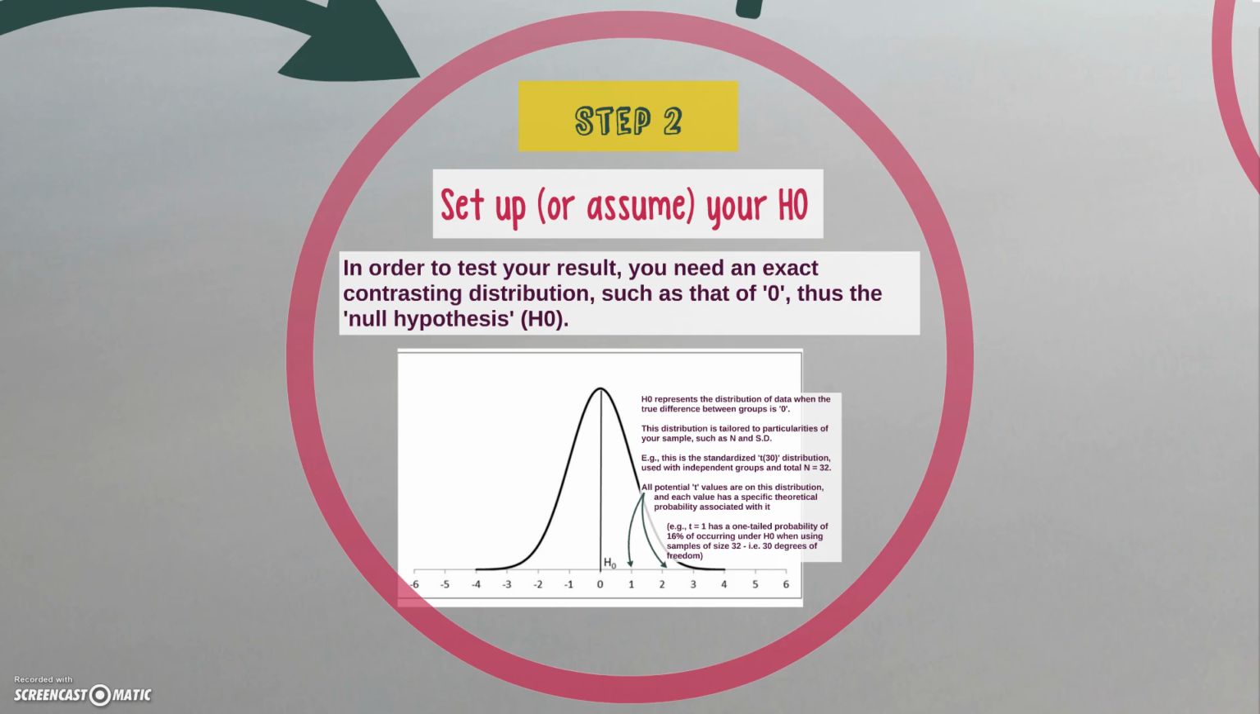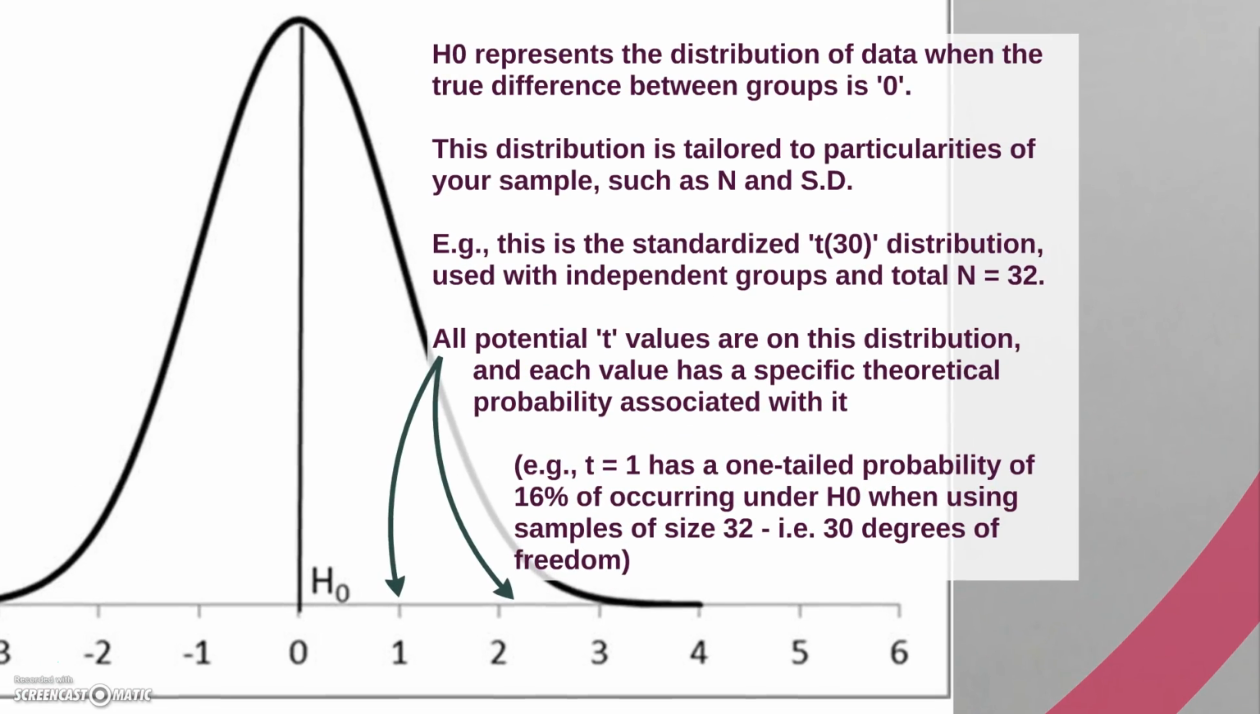That's basically your starting point. And that's why it's called the null hypothesis, because you expect no difference between groups or no correlation between variables, etc. So this distribution, the null distribution, is actually the distribution of scores that happens when you know that there is no difference between two groups or no correlation between two variables. Alright? So the null distribution actually represents the distribution of data when the true difference between groups is 0 in our example.